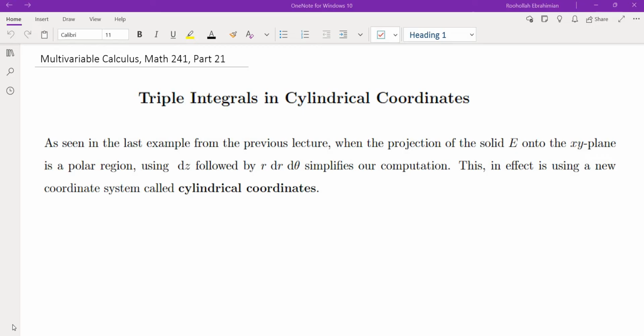As seen in the last example that we did in the previous lecture, when the projection of the solid E onto the xy plane is a polar region, we can use polar coordinates for the region that is projected onto the xy plane. So what does that mean? It means we do dz followed by r dr d theta. This is in fact using a new coordinate system called cylindrical coordinates.